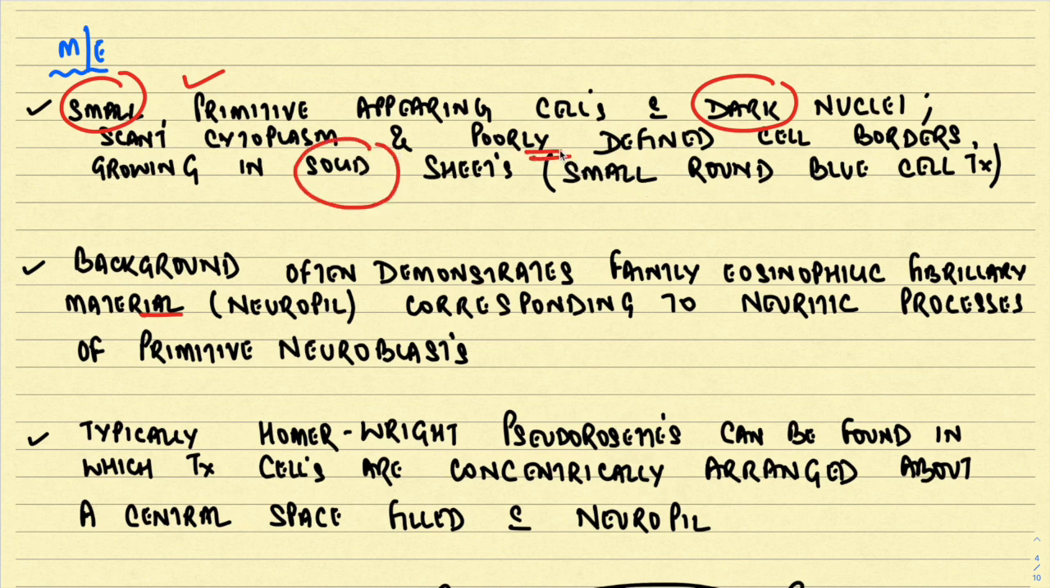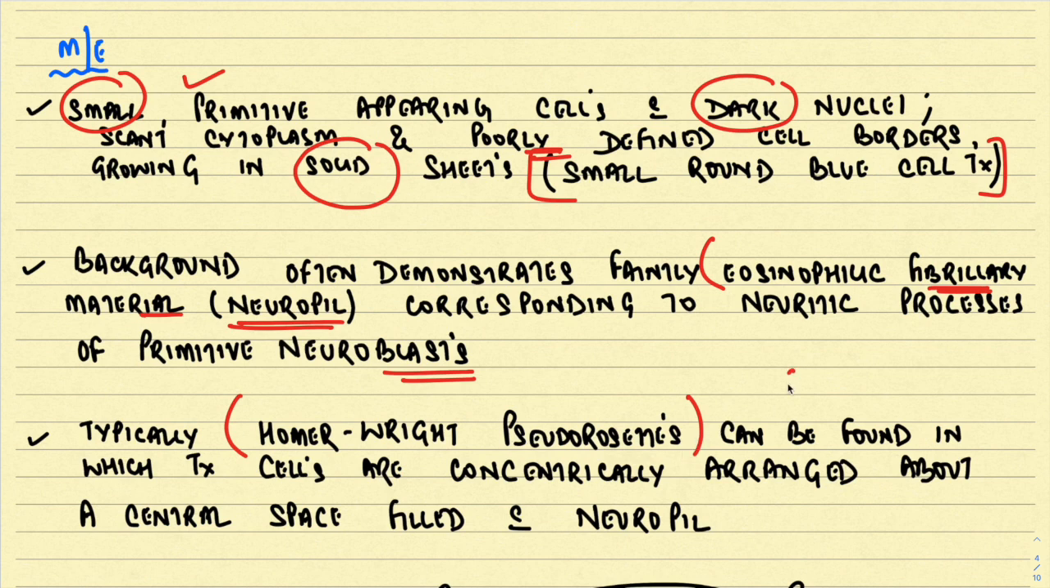That is why they earn the name small round blue cell tumor. Now, the background of the tumor will demonstrate a faintly eosinophilic fibrillary material called the neuropil, which is nothing but the neuritic or the cell process of the primitive neuroblast. Typically, these tumors also contain a feature called pseudorosettes. Especially, we have Homer-Wright pseudorosettes.